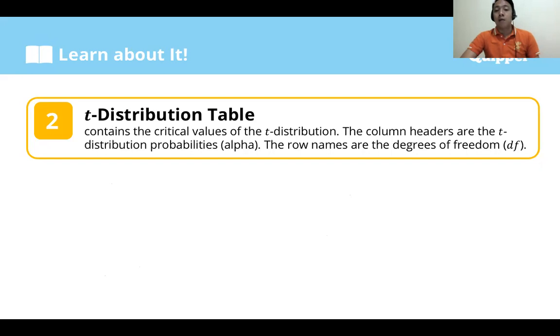Okay, so this will now be our next step, the third step, right? After the T value and then the degrees of freedom, we have the T distribution table. As you can see in the first example in our first video, nakalagay sa sagot natin, yung third step natin is using the T table, okay? So it contains the critical values of the T distribution. The column headers are the T distribution probabilities. So ito yung mga 0.125, 0.025, or 0.1, or 0.05, something like that. Okay? The row names are the degrees of freedom. Ito naman yung mga DF natin sa row natin, yung nasa heading natin, those are the distribution probabilities. Okay?